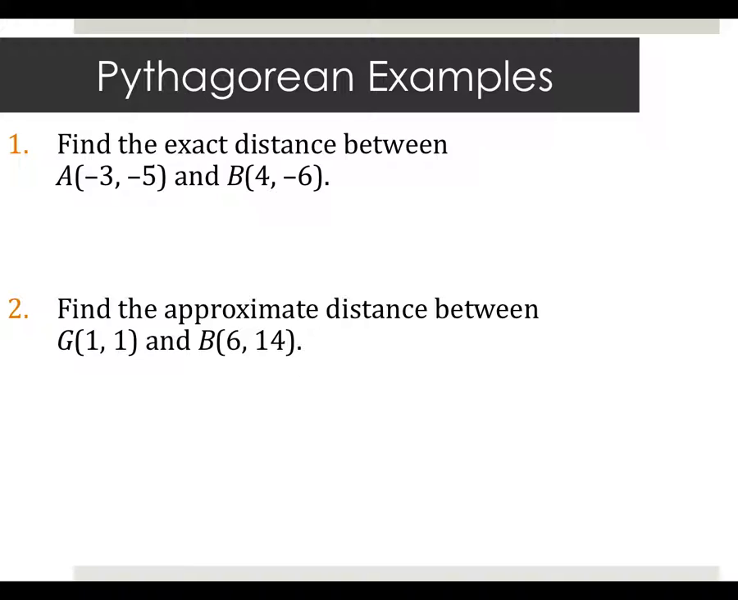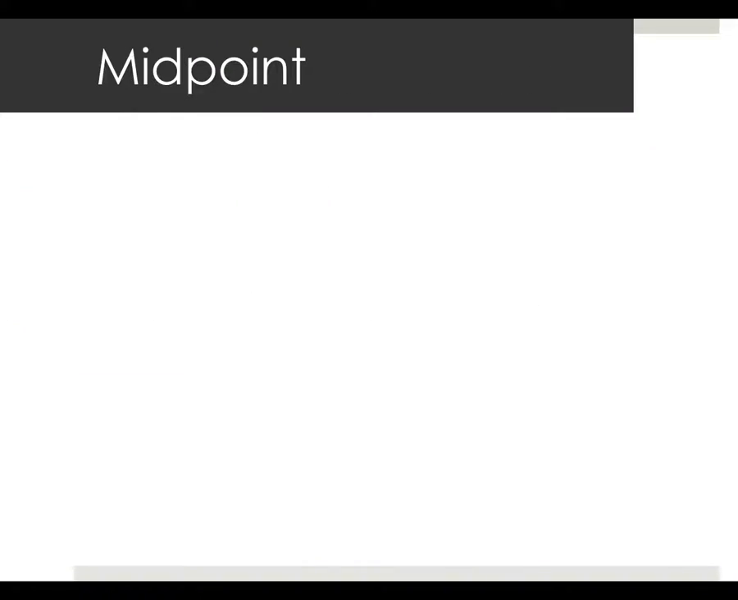Okay, remember we're rounding to 2 decimal places, so that third spot you need to look at. If it's 5 or greater, it rounds up. If it's less than 5, it stays the same. You sure? We're good? Excellent. All right, what's a midpoint?